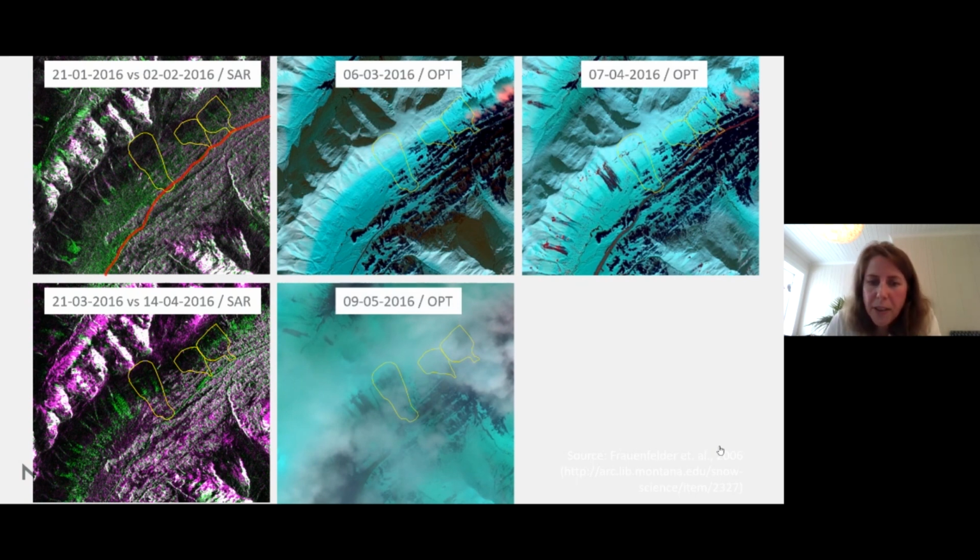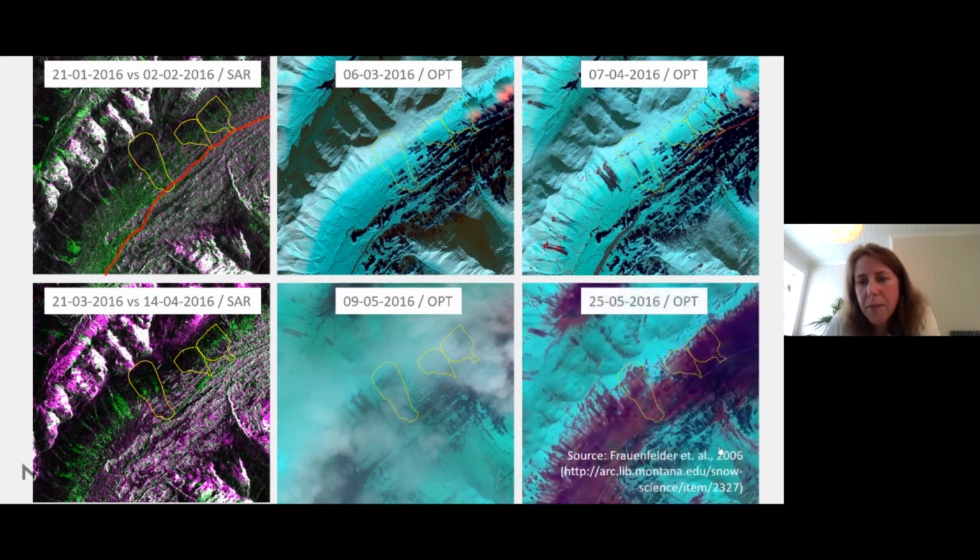Then here in a new optical image, and as I said, they have problems penetrating clouds, and that's obvious here. Still, it's possible to see that the snow starts to deplete in lower areas. And then by mid or end of May, you can actually see that the entire area is mostly depleted of snow and the situation has calmed down. So this is just an example to show how you can use this type of data in combination, the optical data and the radar data.